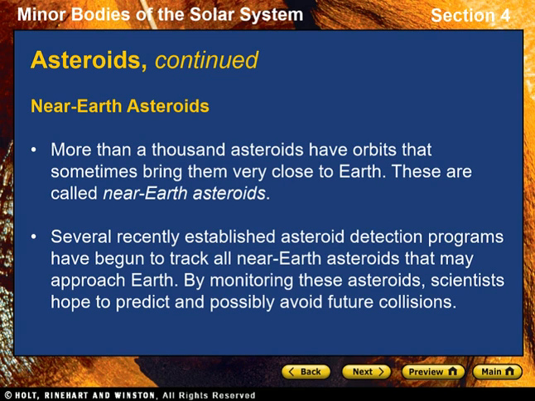Near-Earth asteroids. More than 1,000 asteroids have orbits that sometimes bring them very close to Earth. These asteroids have wide elliptical orbits that bring them near Earth's orbit. Thus, they are called near-Earth asteroids. Near-Earth asteroids make up only a small percentage of the total number of asteroids in the solar system.